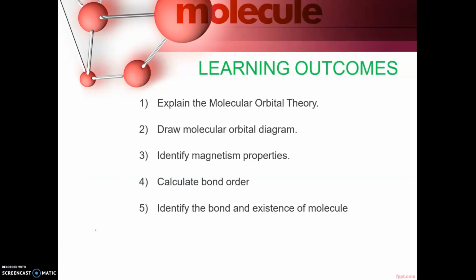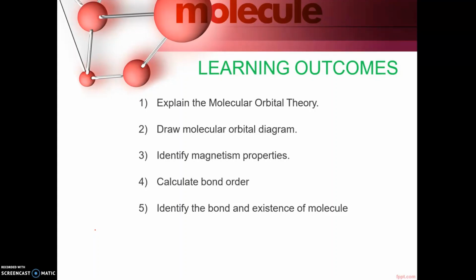At the end of this chapter, you should be able to first explain the molecular orbital theory, and next draw molecular orbital diagrams. Then from there you need to be able to identify the magnetic properties of the molecule. You should be able to calculate the bond order, and lastly identify the bonds and the existence of the molecule.